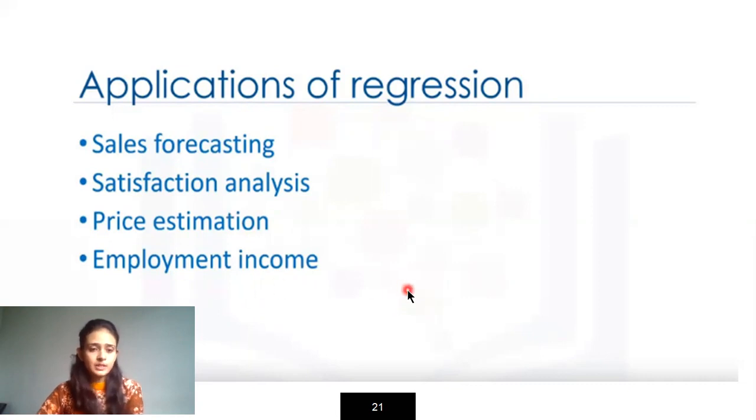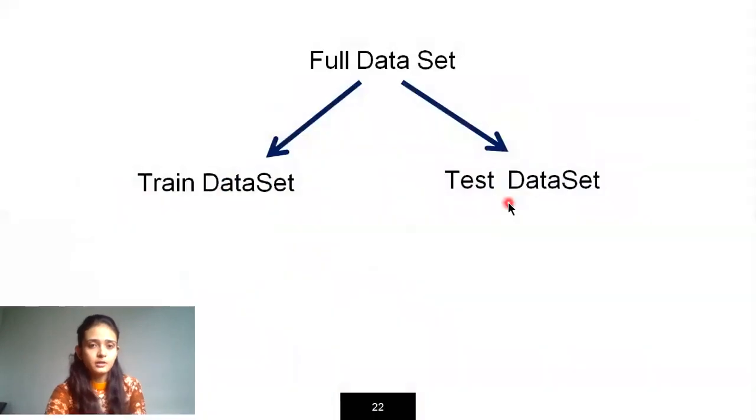Then comes employment income. The data set will be like this: what is the experience of the employee, what type of task he is doing. Based on that, what should be the income of the employee? So employment income is also estimated by using the regression model.